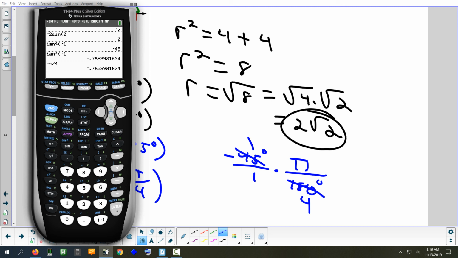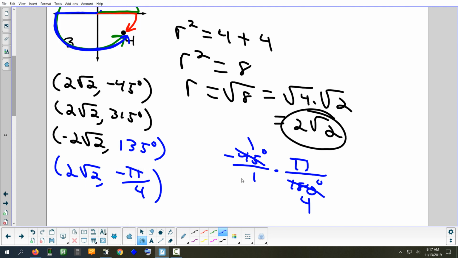90% of the time, we always write radians with pi. We never write negative 0.785398. We don't write that, right? And there's no way the calculator can convert that to negative pi over 4 for you. So that's why I said do it yourself off to the side, and you will get the negative pi over 4. The calculator can't give that to you.